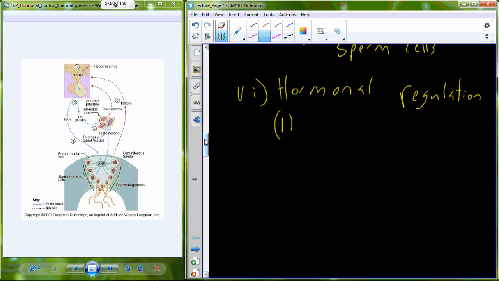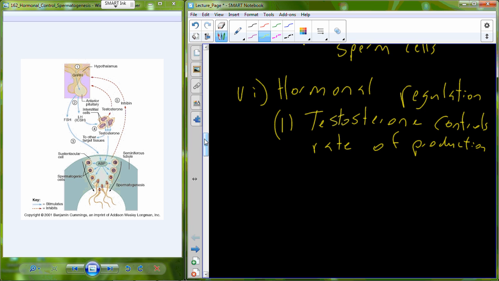If you had to guess a hormone that regulates this process, what would you probably guess? Yeah, definitely testosterone. Testosterone is a very important control over spermatogenesis, and specifically it's going to control the rate of production. Testosterone is stimulated to be released initially from hormones that are released here in the pituitary. So we have, at the very beginning, gonadotropin-releasing hormone, GnRH. So a hypothalamic hormone. GnRH is going to be released onto the anterior pituitary.